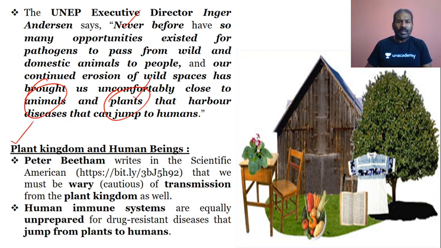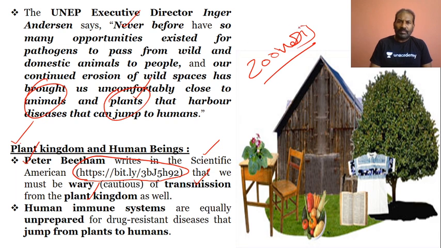As we have seen the pathogens and human beings, now we will look at the plant kingdom and human beings. As per Peter Beetham, who writes in Scientific American, you can also go ahead with this link, and he is cautious about transmission from the plant kingdom as well. We were just talking about zoonosis, which is from animals, no doubt, but Peter Beetham also says that plants play a vital role in spreading the virus to human beings.